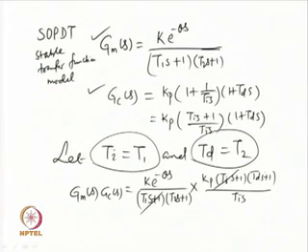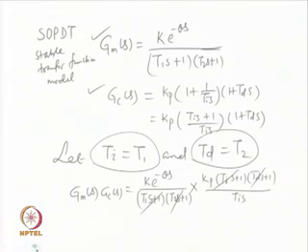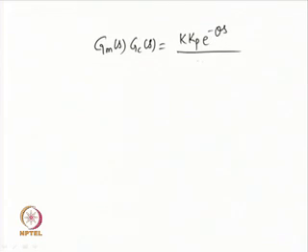Similarly, Td s plus 1 will cancel out with T2 s plus 1, thus giving us a loop transfer function of much simpler form. So, the loop transfer function now, Gm(s) Gc(s), becomes Gm(s) Gc(s) is equal to K Kp e to the power minus theta s divided by T1 s, because Ti is equal to T1.